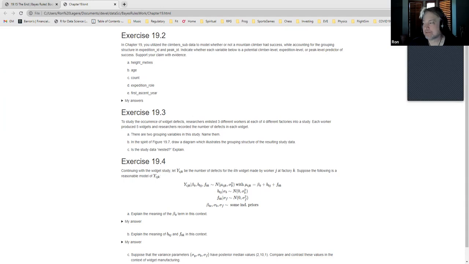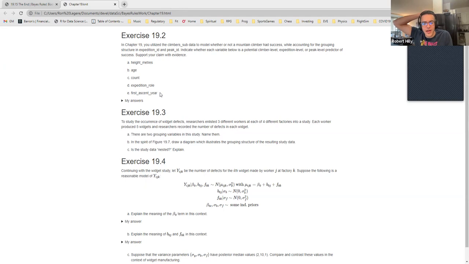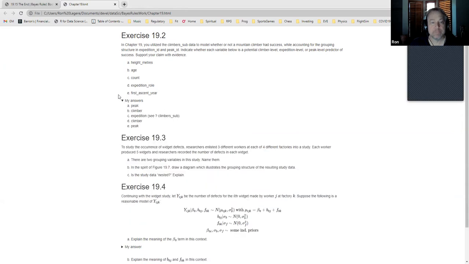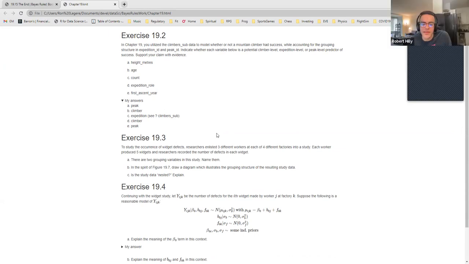Count. Yeah. I had to look that one up. Is it just climbers on the expedition? Okay. And then the expedition role. Yeah, you can look. That would just be the climber. And then first ascent year, that would be the peak. Yeah, peak level. Right. So to understand the count, I had to look at the help page for climber to see what that variable really was. Got it. Okay.